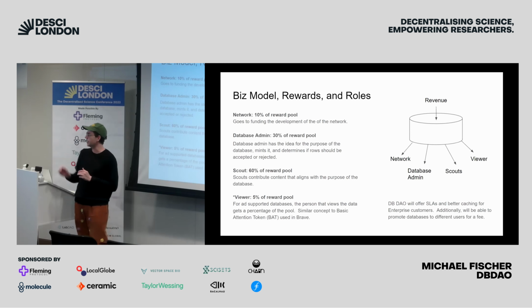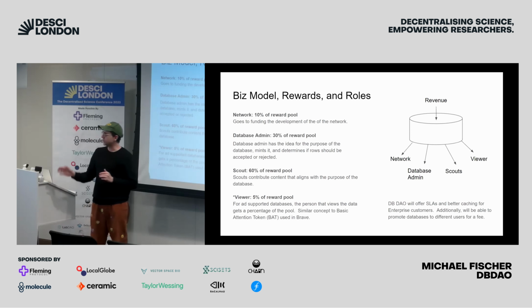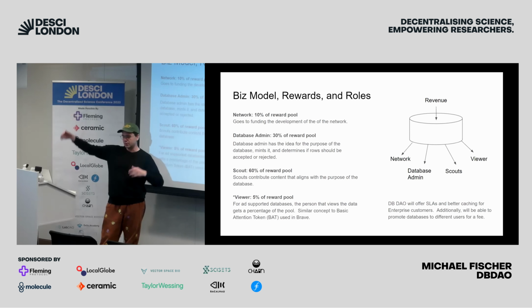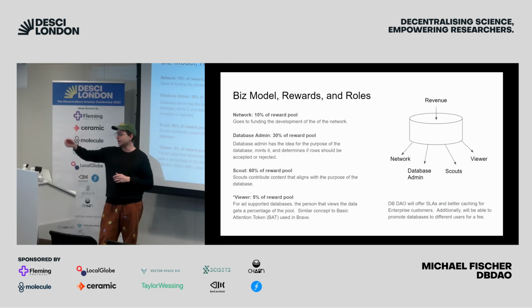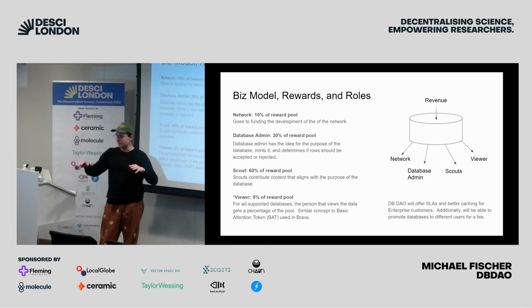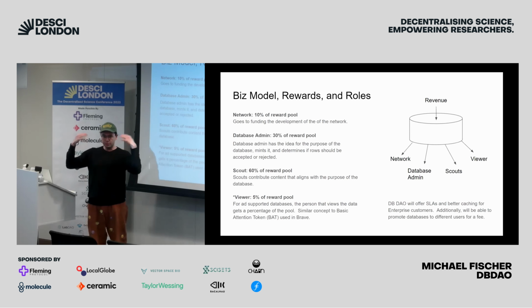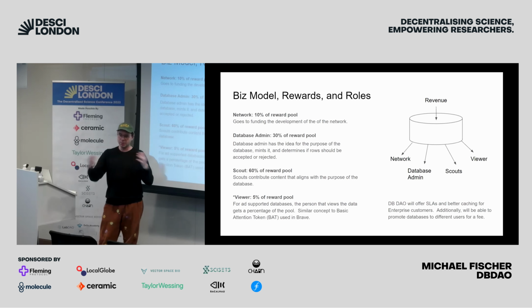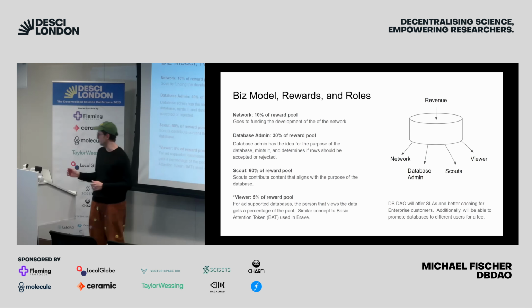And now I want to talk a little bit about the reward structure of how it works. The way it works here is the network takes 10% of the revenue that comes in through the sales of the data. The database admin, the DAO itself, takes 30%. And these numbers are all flexible and can be set. The scouts, the people that actually contribute the data to the data set, have to be rewarded as well. So they get 60% of the overall pool. And then we're also playing around with this idea that the person who views the data in some circumstances should be rewarded. They're giving their time, and they should get a percentage of the revenue as well.